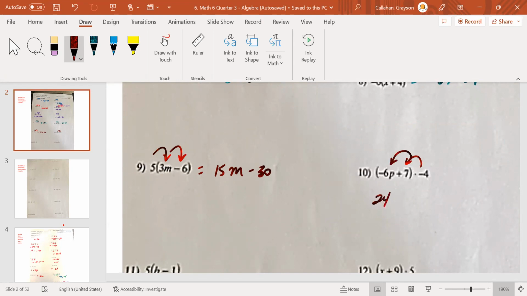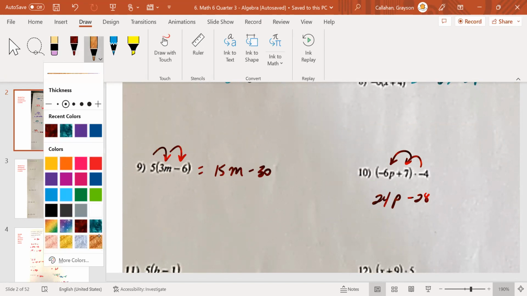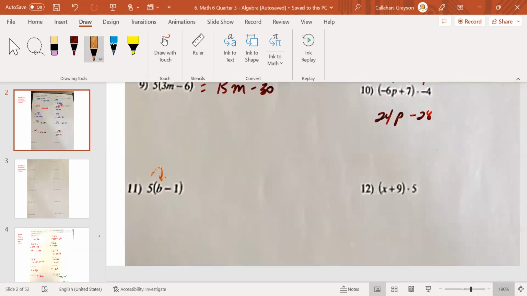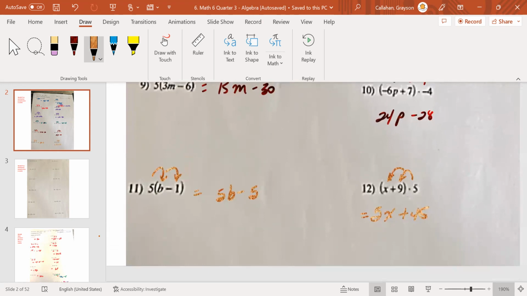So you have a positive 24p minus 28. And then we're going to go on to number 11. So this one's a little bit more direct. So 5b minus 5. Number 12, backwards, 5x plus 45. And that's the first page.